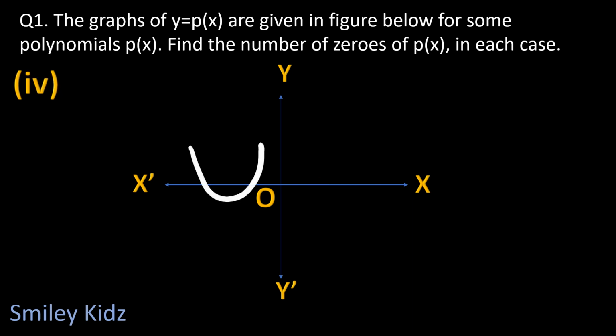Moving ahead, we have a small parabola. Now you observe, we have how many zeros? We have 2 zeros. Here we have point 1 and point 2 which are intersecting the x-axis. So how many zeros do we have? We have 2 zeros.